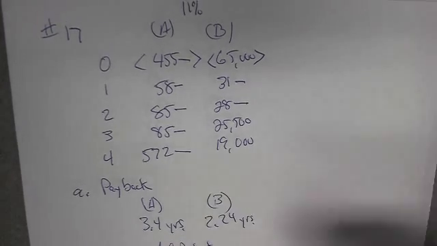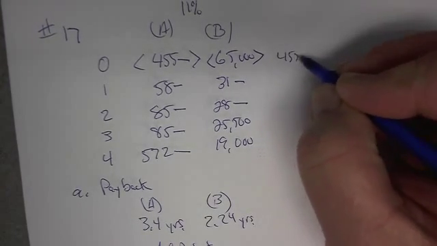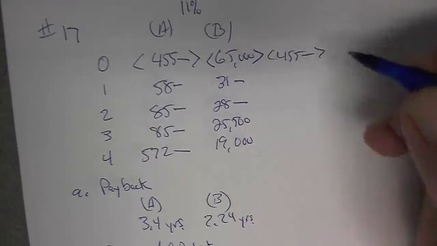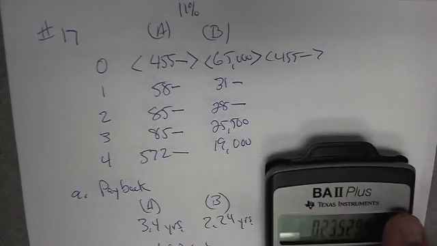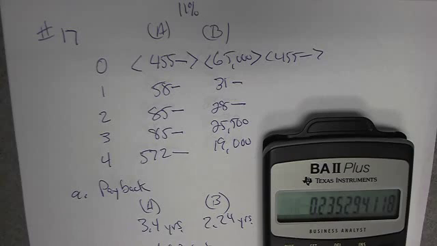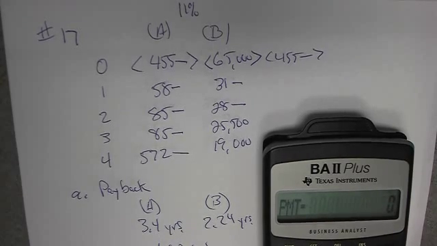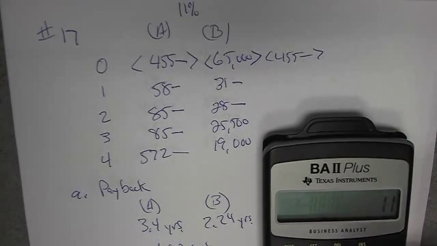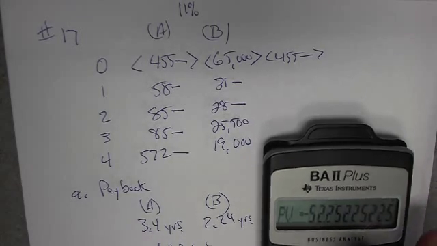Okay, so the 455,000 stays. We take 58,000 and put that as our future value. Make sure there's nothing in payments. Put 11% in as the discount rate. And 1 is the n. We compute the present value, and I get 52,252.